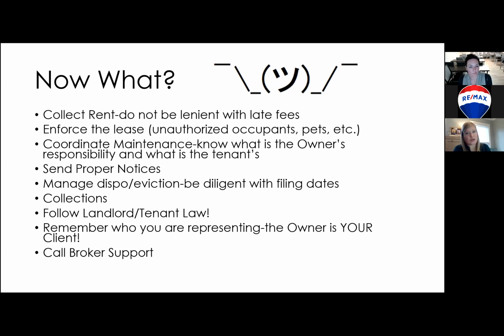But moving down the list, if we haven't scared you already, so collections. If they leave owing money, how are collections going to be handled? Are you going to handle that?